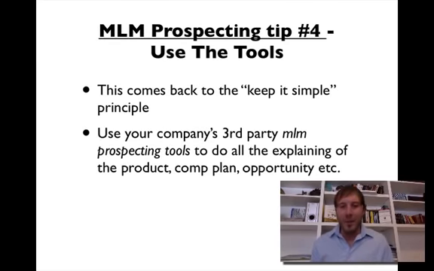Okay, MLM prospecting tip number 4 is use the tools. If you have MLM prospecting tools, use them. This comes back to the keep it simple principle that we just talked about. You're going to want to use your company's third-party MLM prospecting tools to do all the explaining of the product, the comp plan, the opportunity, because they're professionally designed marketing materials. If you're working with a solid company, they have professionally designed third-party marketing materials that you can use. That way you don't have to be the expert. That way your prospect doesn't think that they have to be the expert. Get it? All right, so prospecting tip number 4 is use the tools.